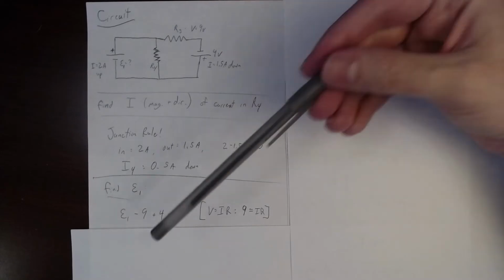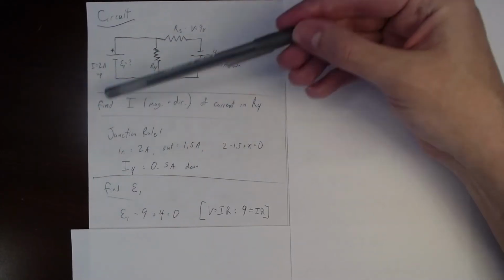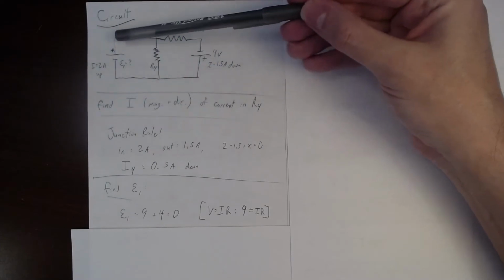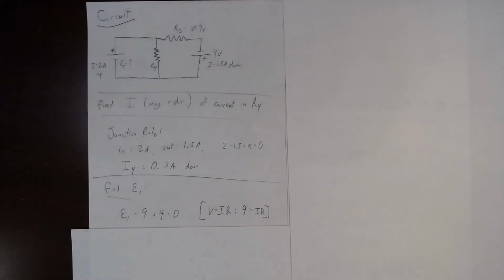So let's see what that looks like mathematically. We start at E1, so we write down E1. We go up and over. Now, I said that there's a 9 volt voltage drop there. But when you go across a resistor the correct way, the same direction as the current is flowing, you subtract. If you go the opposite direction, then you add for the resistor in this rule.